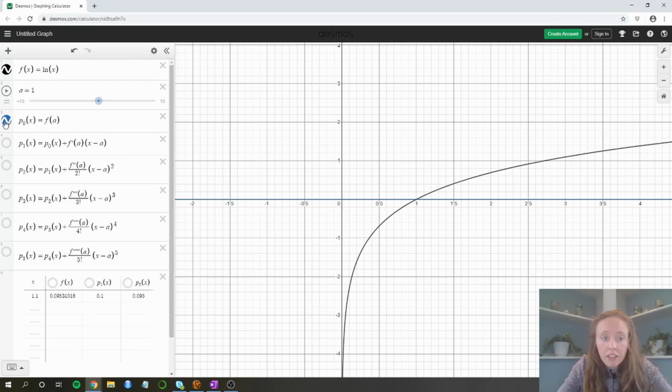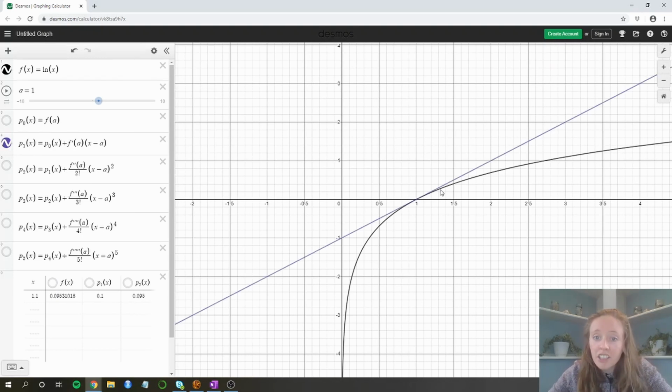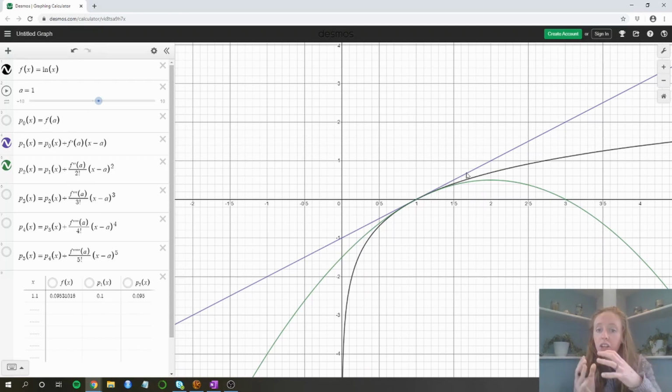But what I really want to look at is going to be my first degree approximation. So that's my P sub 0 plus f prime of a times x minus a, which there's that tangent line that I showed. Then if I did my second degree approximation, notice how we get a little more accurate. It's hugging our function a little bit closer around that point we're centered around. And then a third degree approximation is even closer.